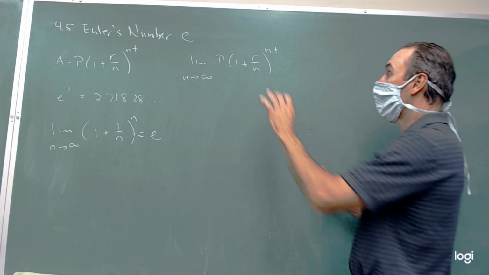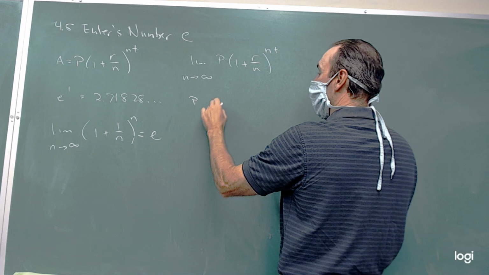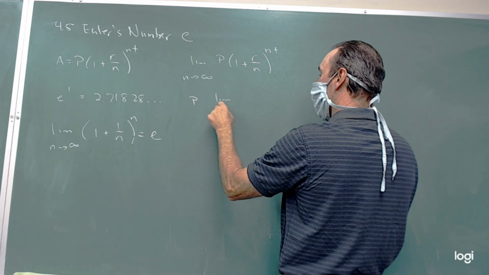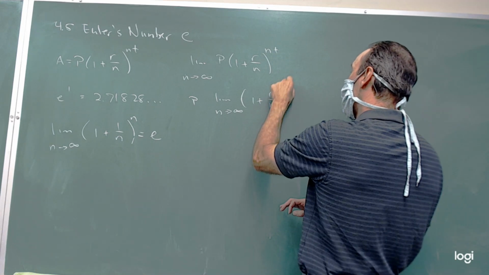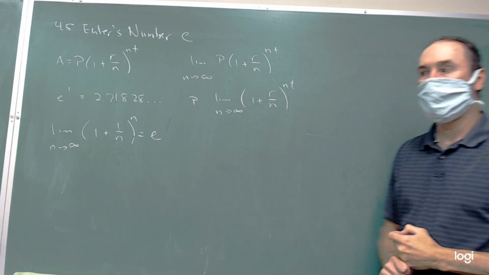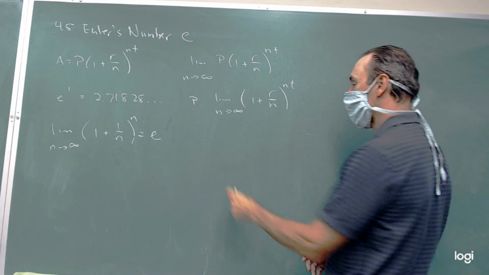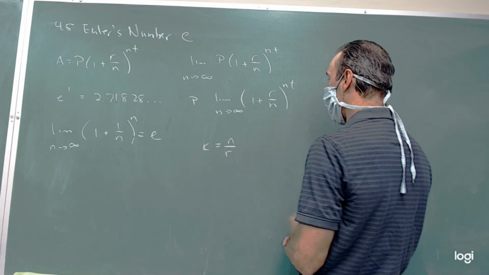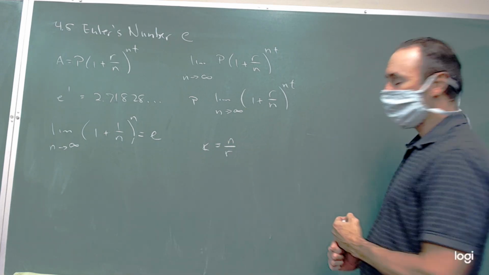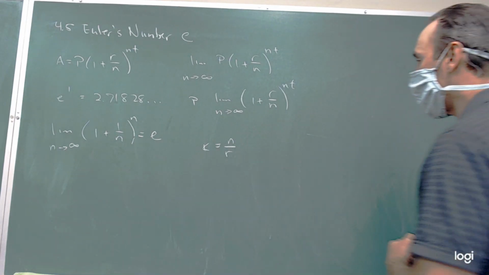Okay, so I'm going to pull the constant P outside and say that's P times the limit as n goes to infinity of 1 plus r over n raised to the nt. Now, what I'm going to do is what's called a change of variables. So I'm going to say k is equal to n over r. Let me make sure I'm doing that right. Yep, k is equal to n over r.